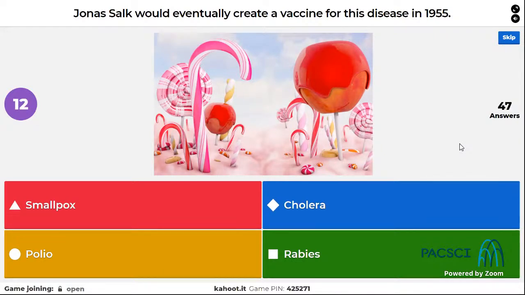I had no idea that Candyland was created while someone was convalescing. I'm not sure that I realized it was created that long ago either.